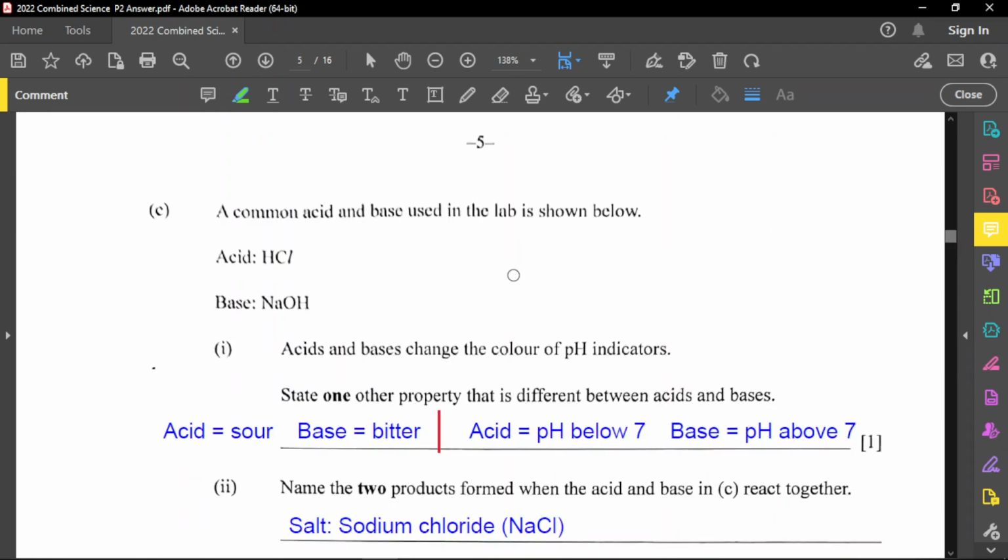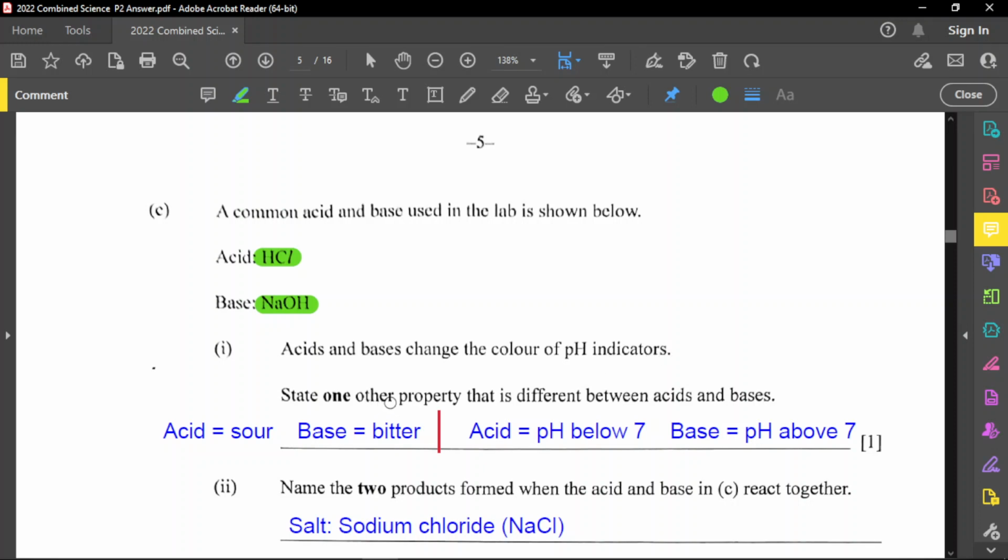For part C, a common acid and base used in the lab is shown below. So you have hydrochloric acid, HCl, which is a common acid, and we have a common base here, sodium hydroxide, which is NaOH. And so for part 1 of C, it said acids and bases change the color of pH indicator.